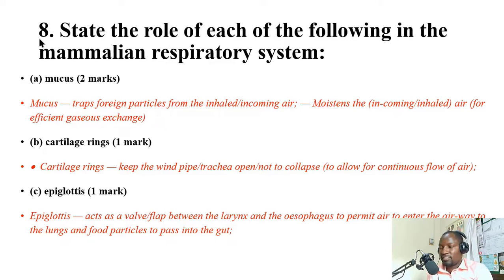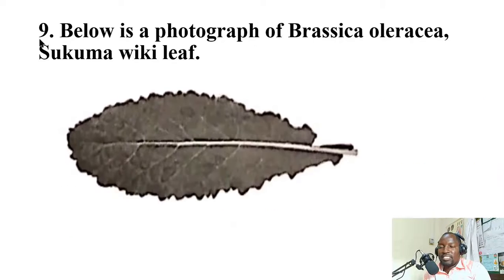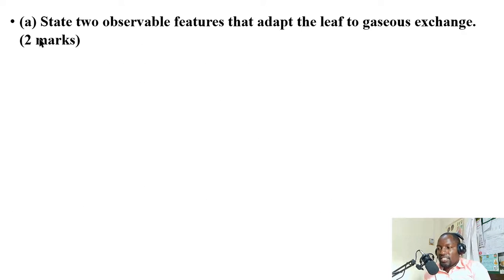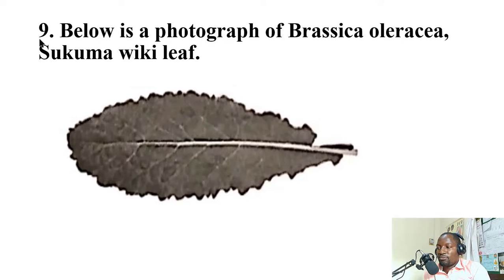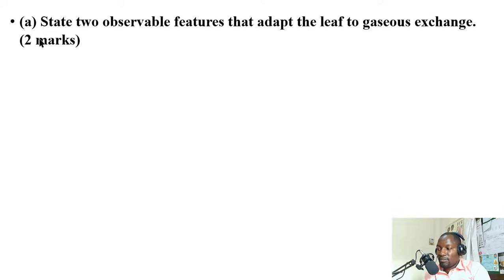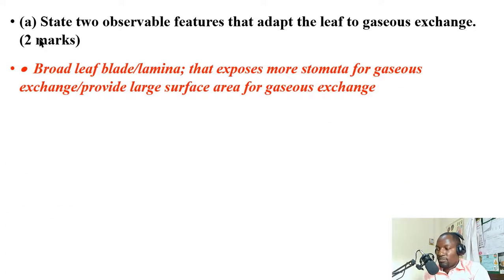Below is a photograph of Brassica oleracea, that is a sukuma-wiki leaf. Let us look at the question. State two observable features that adapt the leaf to gaseous exchange. Now, this is the leaf. We can look at it and name features that adapt the leaf to gaseous exchange. Number one, it's broad. You can see the lamina is broad, and therefore it exposes more stomata for gaseous exchange. It also provides a large surface area for gaseous exchange.